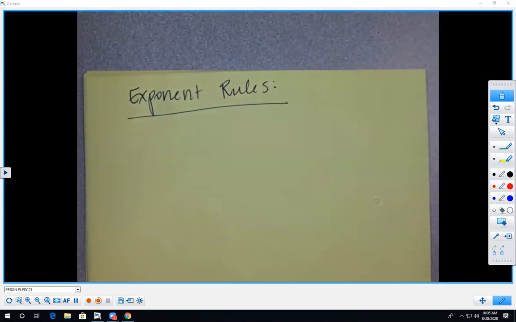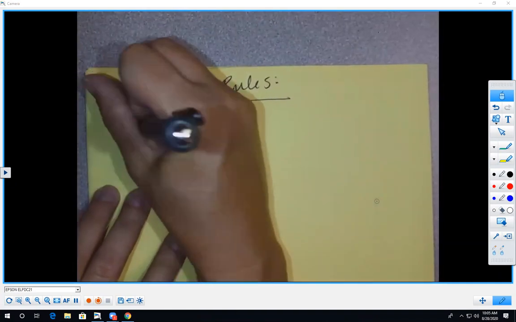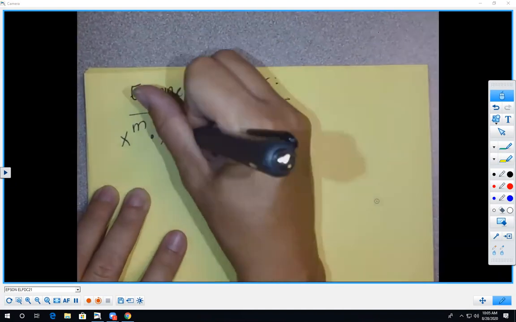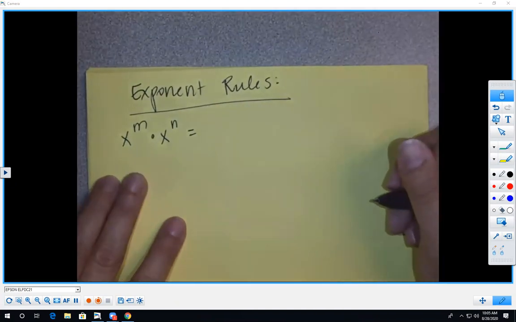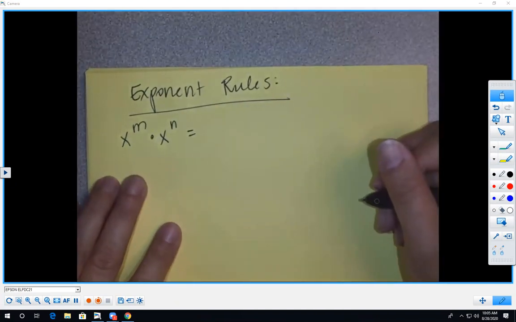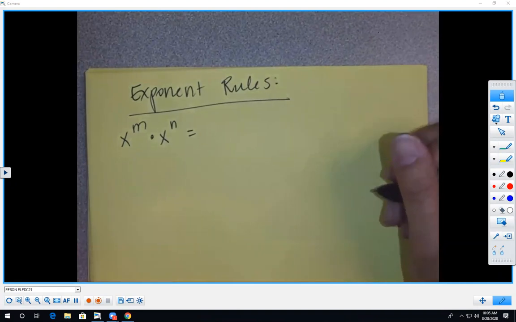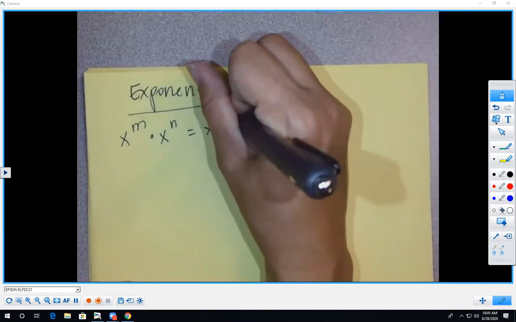Okay, so exponent rules. The first exponent rule is the multiplication rule. So if I had x to the m power and I multiply it times x to the n power, when you multiply, what do you do with your exponents? You add your exponents together. So this would be x to the m plus n power.